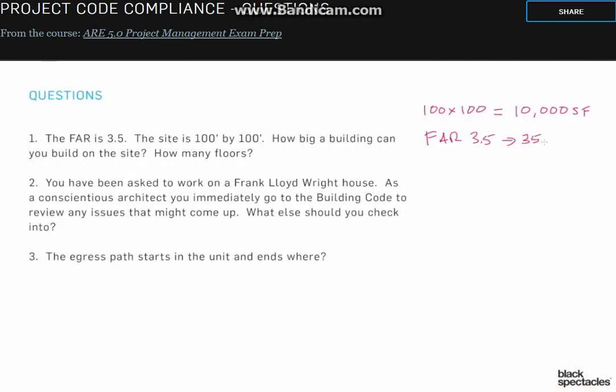So if we have an FAR of 3.5, that means we have a floor area ratio, which is saying that the floor area is in a ratio with the site area of 3.5. So if we have 10,000 square feet of area on the site, the floor area we're allowed by right to build in this zoning code would be 3.5 times 10,000, which means we're going to have a 35,000 square foot potential building. So simple and straightforward. That's telling us how big this building is going to be.